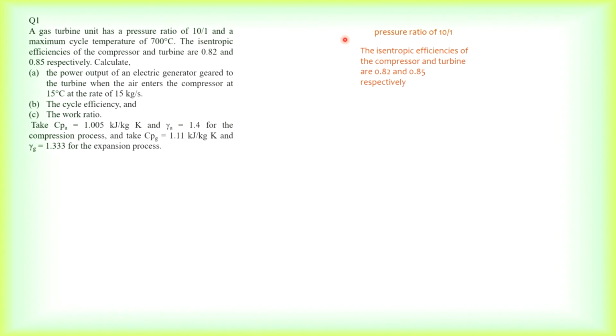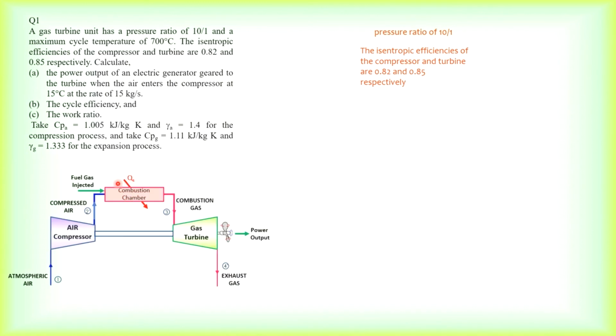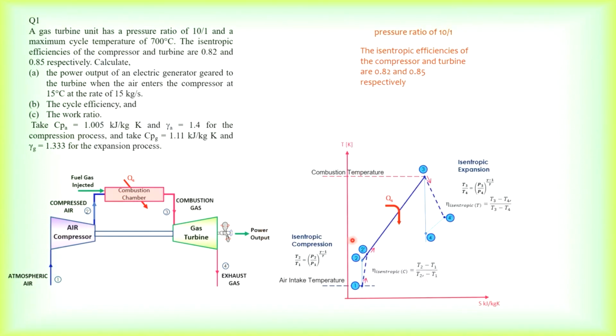So first, in the question, they have given us a pressure ratio of 10:1. And also, the most important thing is they have given us the isentropic efficiency for the compressor, 0.82, and isentropic efficiency for the turbine is 0.85. So this would be the schematic diagram. So you have heat supply here, work in at the compressor, and work out from the gas turbine. So this will be the GAS diagram.